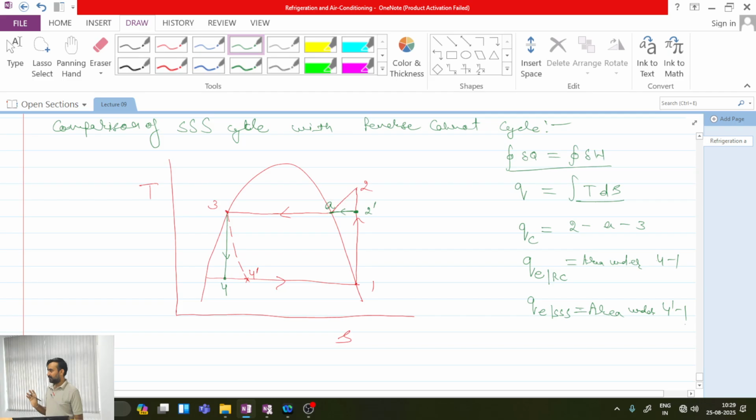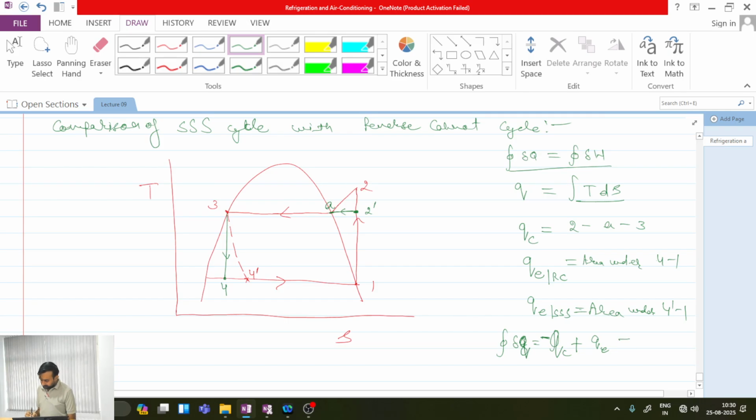Is this point clear? Now, in processes 1 to 2 and 3 to 4 or 3 to 4 dash, we do not have any heat interaction. So the cyclic integral of small delta Q, I am writing on a per unit mass basis, will be QC minus QE, or minus QC plus QE, because QE is the heat added to the substance and QC is rejected, so it will be a negative value.